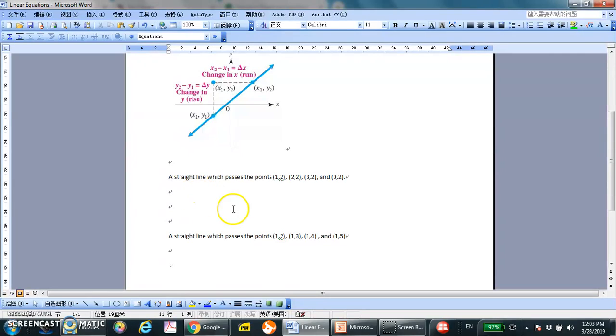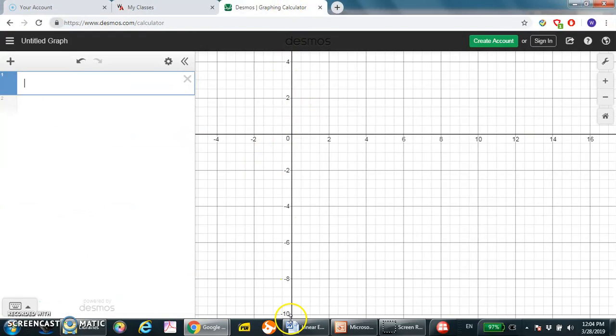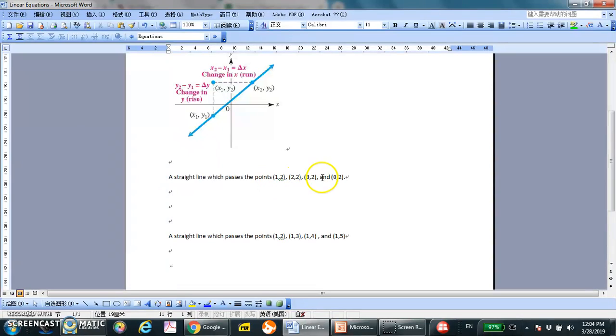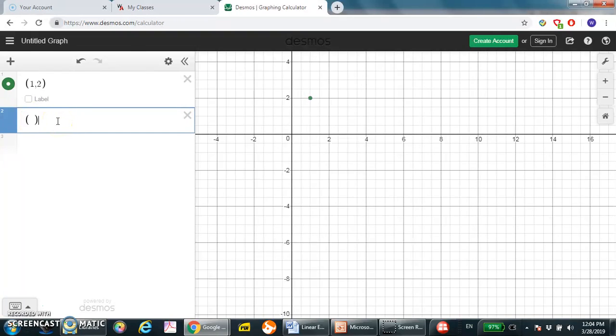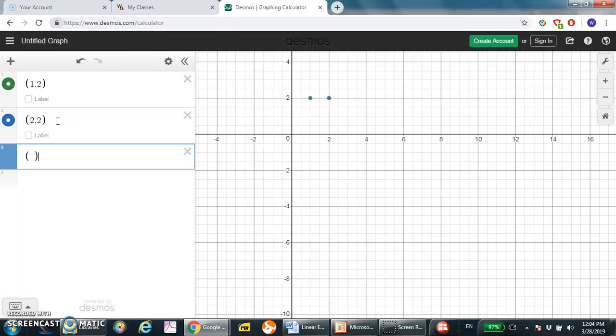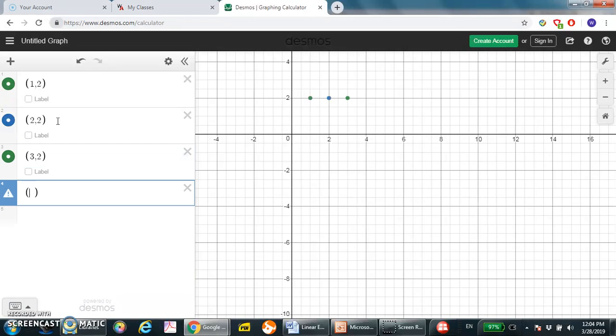Here we're given two straight lines, and the first straight line passes through these 4 points. Before we compute the slope of this straight line, let's first use these points to graph it. I'm going to use the software Desmos to do this. I'm going to type in these 4 points: 1, 2, and 2, 2, and 3, 2, and 0, 2.